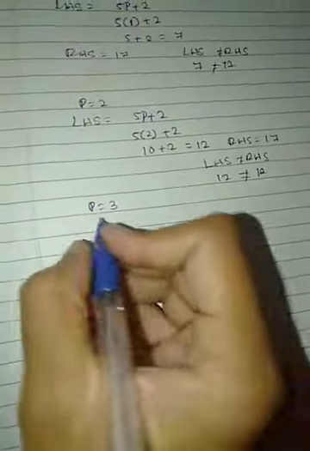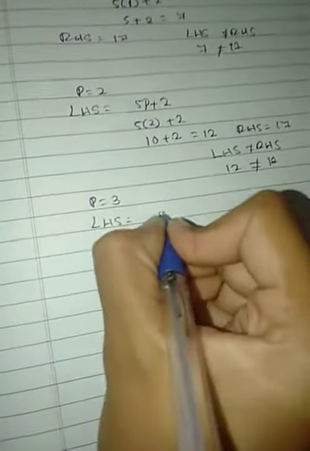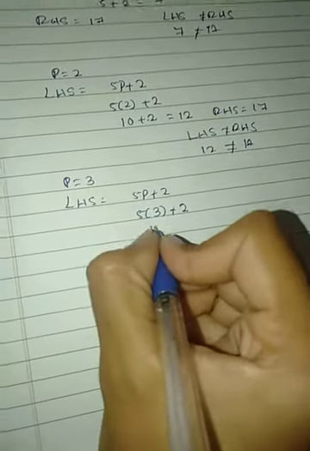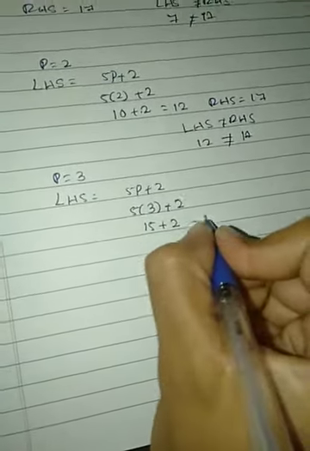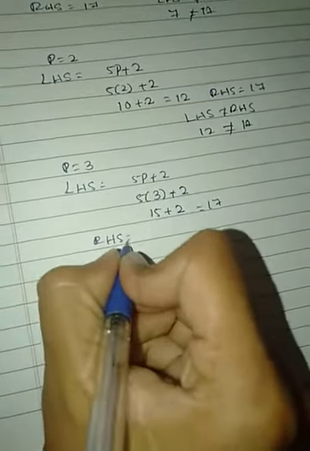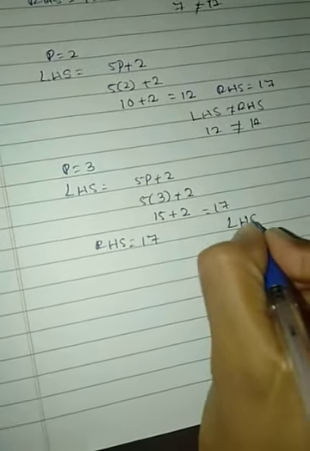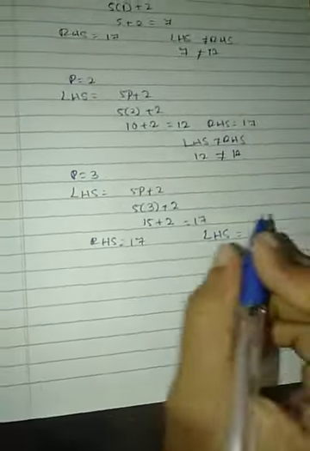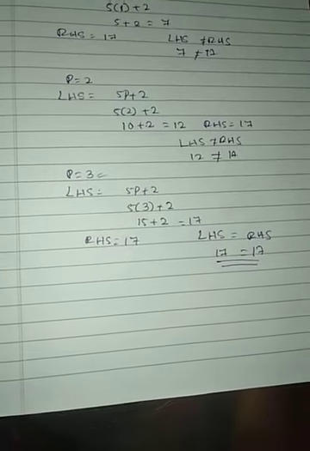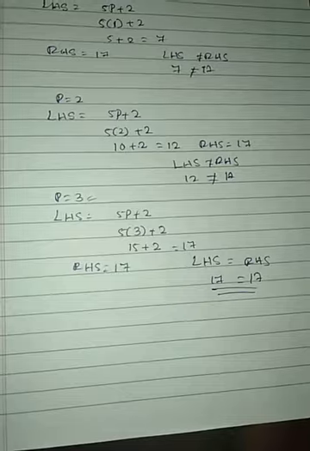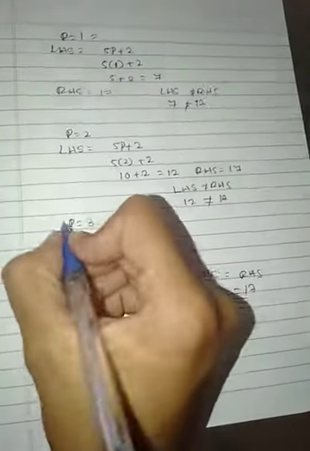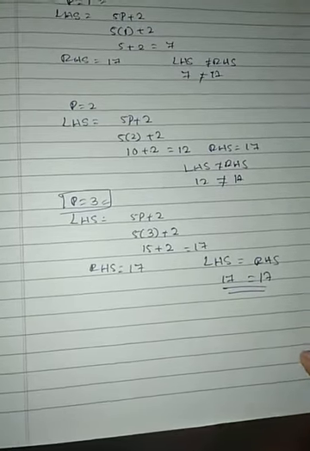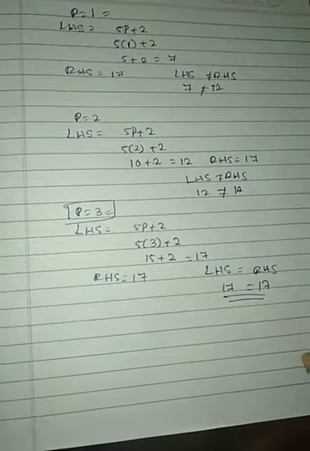Now put p equal to 3. LHS is 5p plus 2. So 5 into 3 plus 2. 5 threes are 15, plus 2. 15 plus 2 is 17. Here RHS is also 17. By comparing LHS and RHS, we get 17 here and 17 here. So p equal to 3 is a solution to the given equation. By using the trial and error method, we found the value of p, the solution of the given equation. Here p equal to 3 is a solution to the given equation.